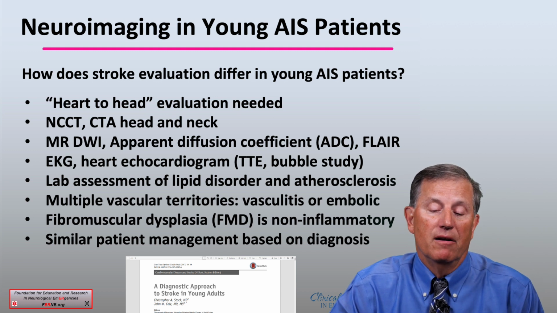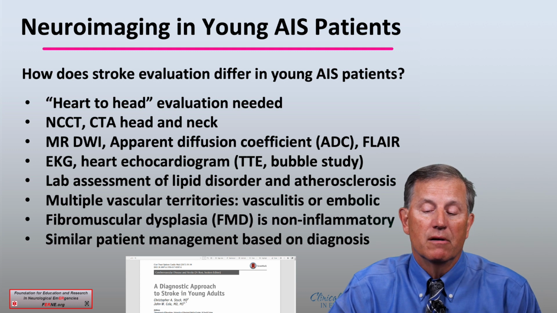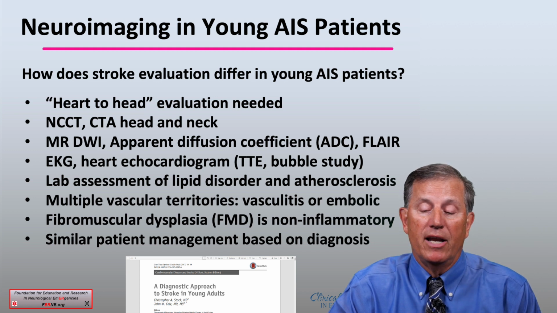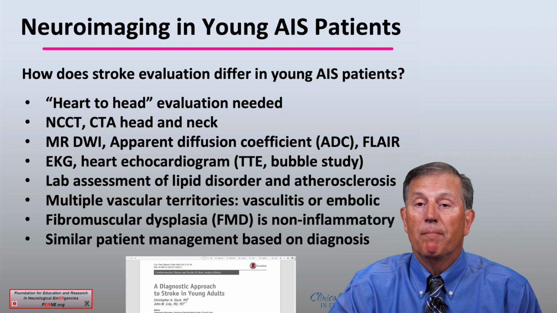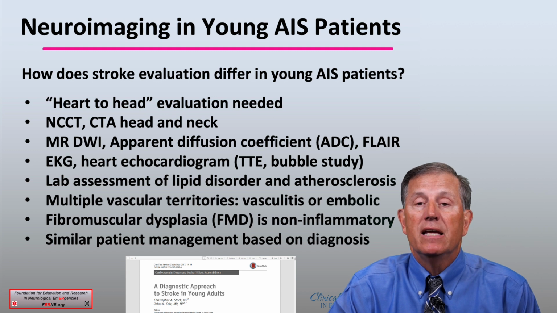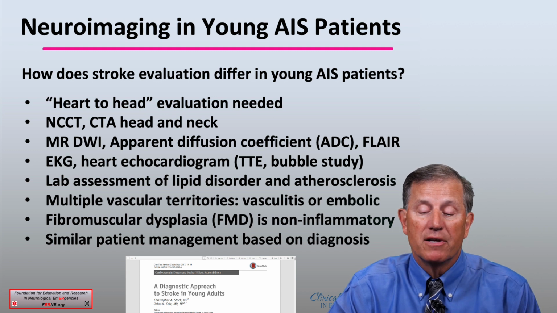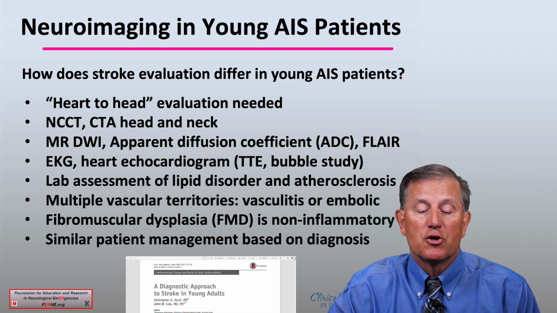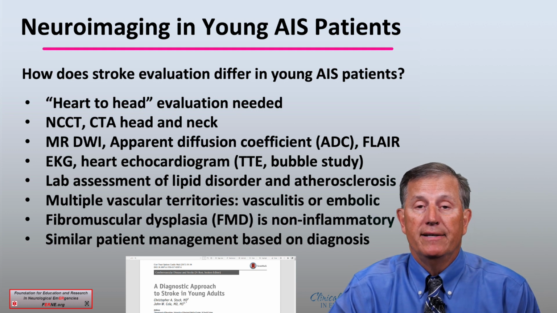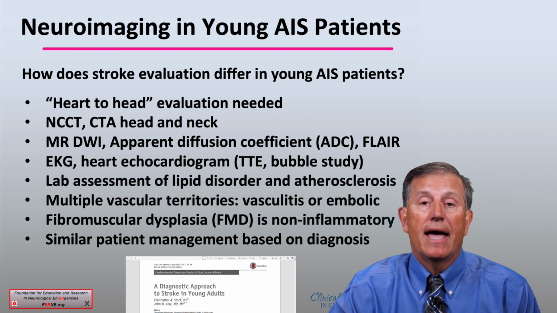You need a lab assessment of lipid disorders and atherosclerosis. You need to look at multiple vascular territories, not just the head and neck, because this stroke in a young person may be related to some type of vasculitis or embolic phenomena. And we need to consider fibromuscular dysplasia, or FMD, which is a non-inflammatory cause of vessel abnormality. Now, once you determine the cause of the stroke, strokes in young patients have similar patient management as those who are older and diagnosed through more standard tests: NCCT, CTA, and CTP.